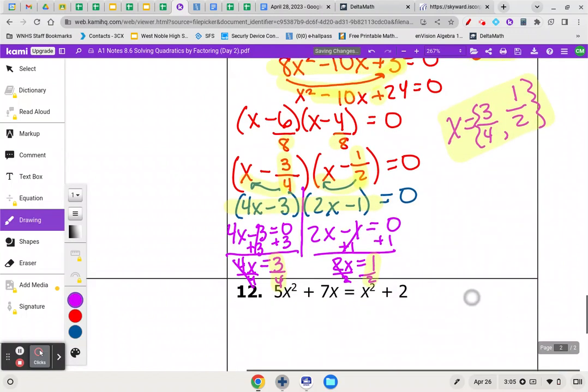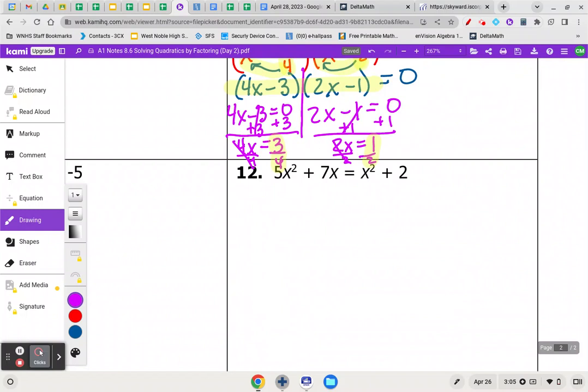And then question 12, we will do really quick together. We have to make sure one side equals 0 to start. So I'm going to subtract x squared and 2 on both sides. X squared has a like term, the 2 does not. So when I write this out, I will end up with 4x squared, and then bring everything else down, plus 7x minus 2 equals 0.